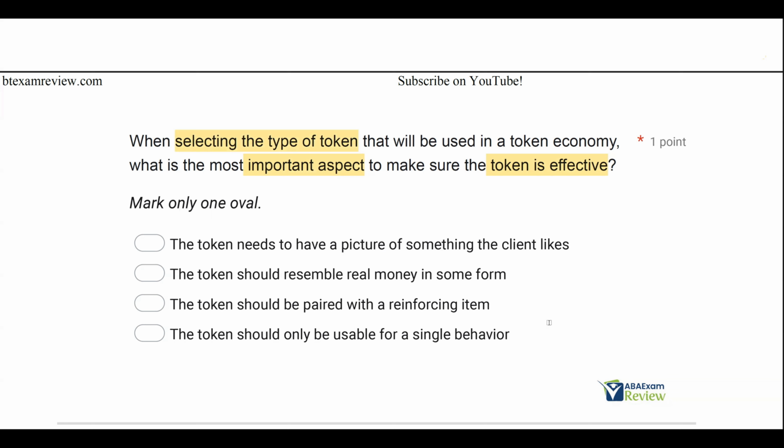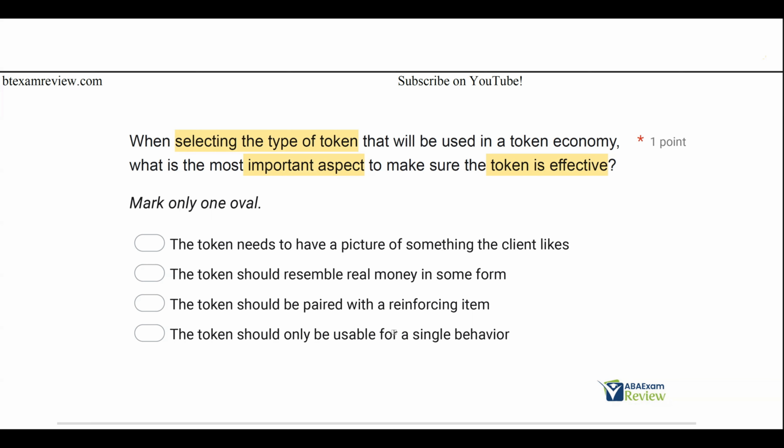B, the token should resemble real money in some form. If you're working with a client who's super young, they might not even know what money is. So money means nothing to them. So B is not the most important aspect. C, the token should be paired with a reinforcing item. Yes, if you want that token to be effective, it's got to be paired with a reinforcing item. The only way that token is going to become reinforcing itself and have properties that are going to make the client want to work for the token.